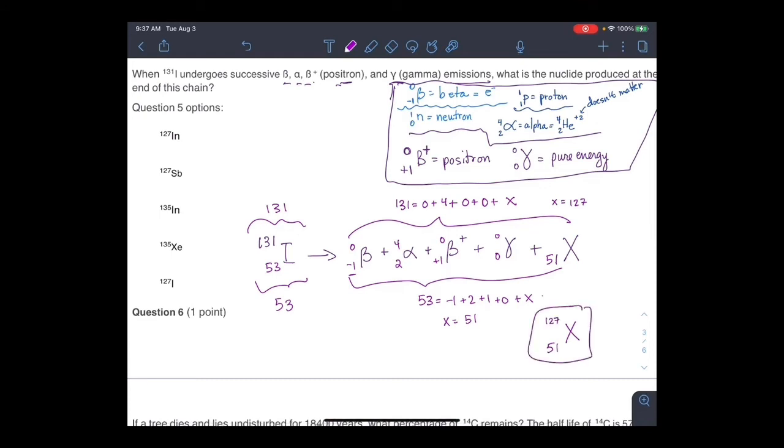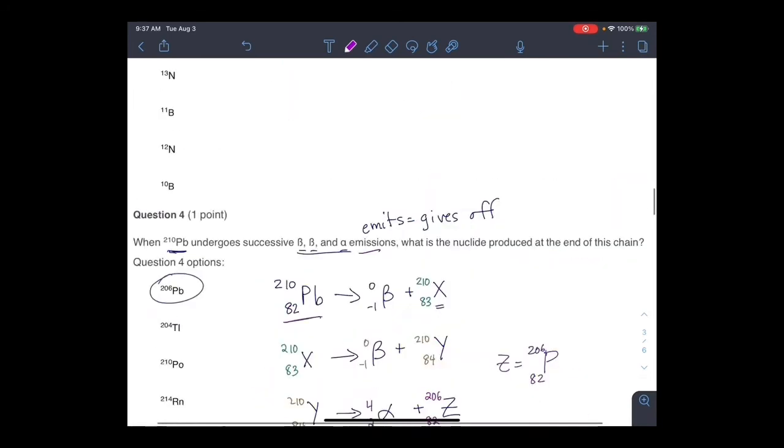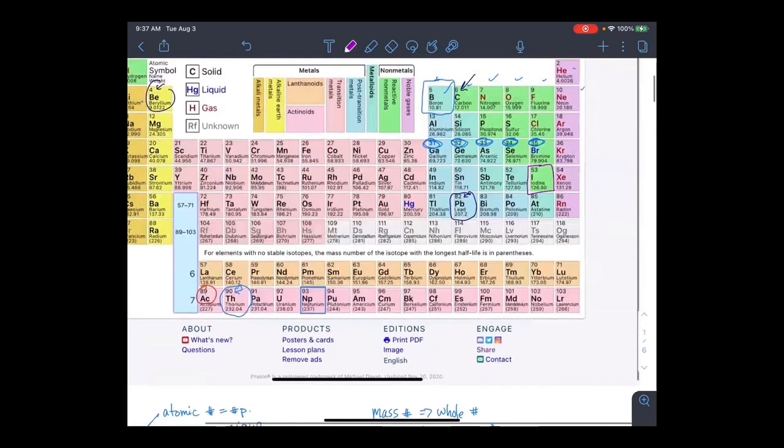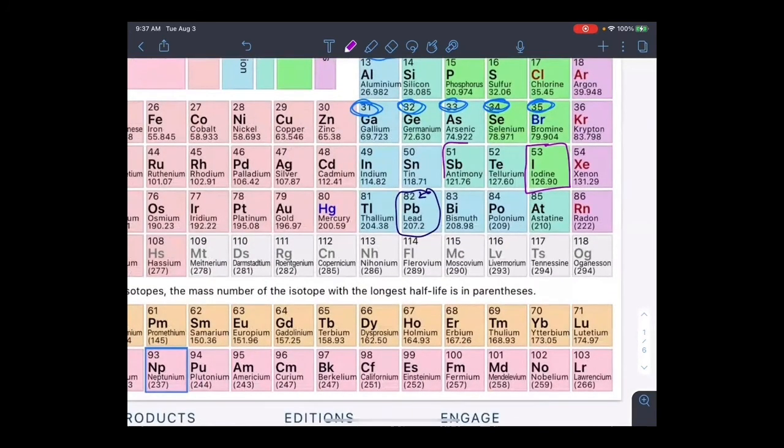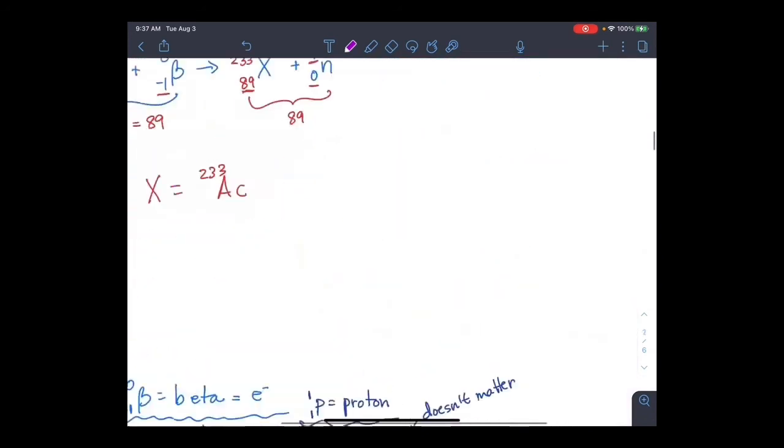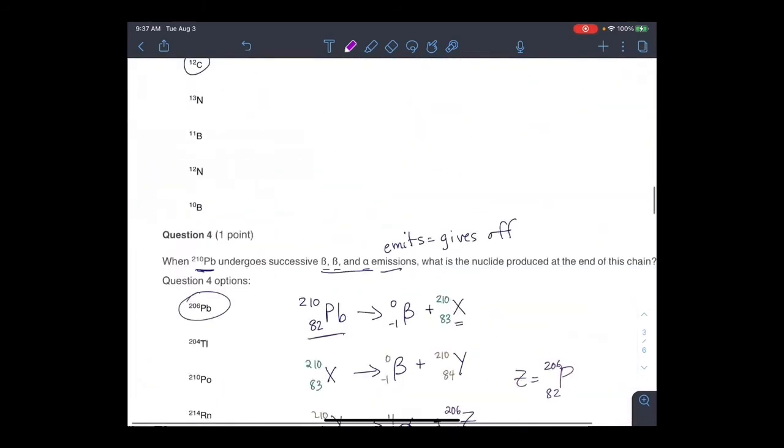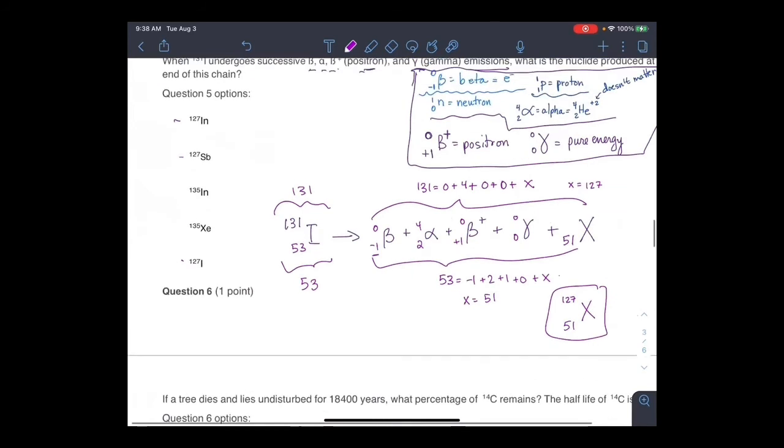Let me go look up 51. I can already see I've got a couple of 127s showing, 3 127s. Let me figure out what 51 is. So I'm going to scroll back up to my periodic table. And 51 is antimony, Sb. So I'm looking for Sb-127.